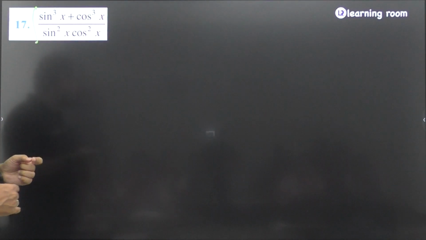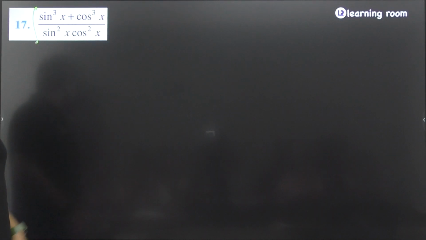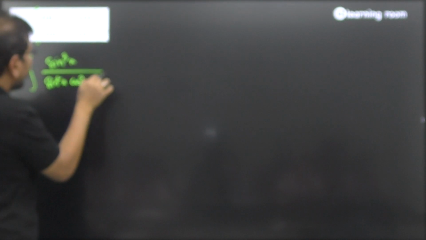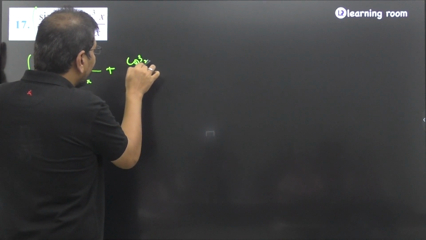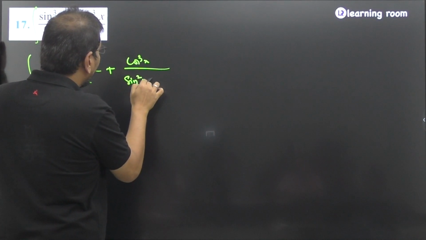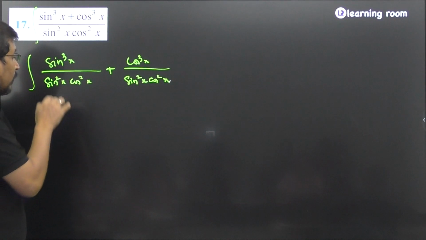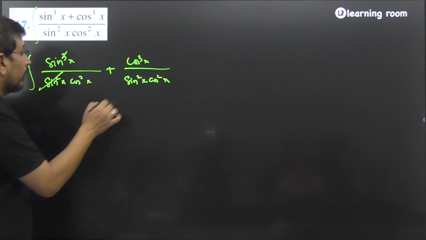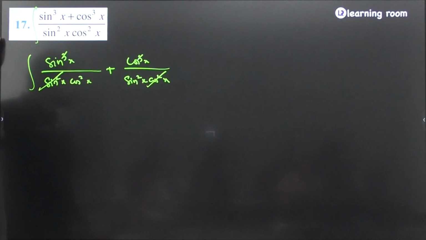So the idea here is that the power of the numerator is greater than the denominator. Here you have the power as 3, here you have the power as 2. So what you will do is spread sin square x into cos square x to each term. So this is going to be the integral of sin cube x divided by sin square x into cos square x plus cos cube x divided by sin square x into cos square x. So sin square will cancel from sin cube, and you're left with sin x, and cos square cancels from cos cube and you're left with cos x in the numerator.